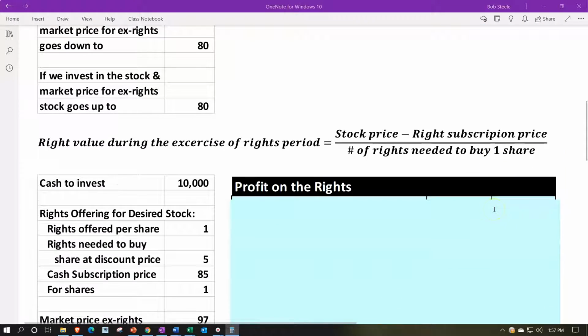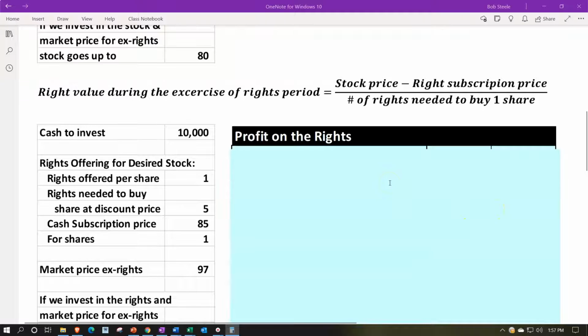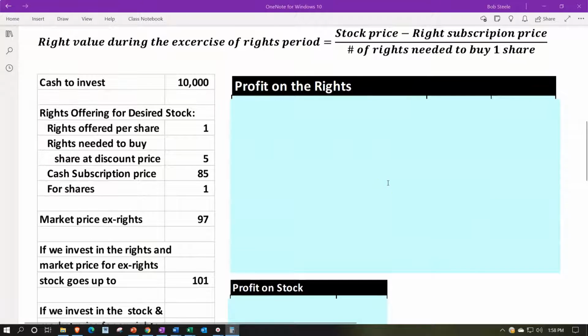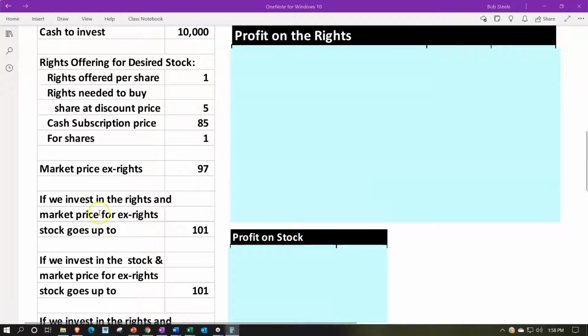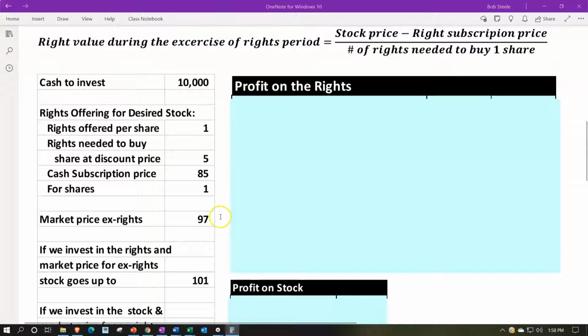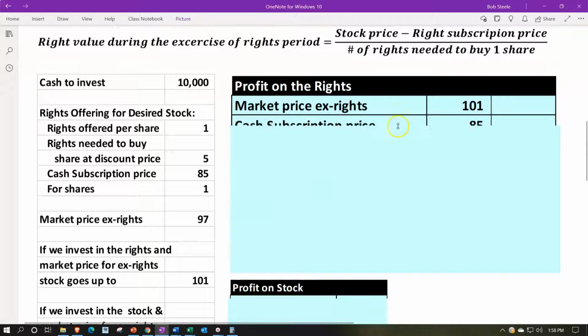So then we're going to go down and say, okay, what would happen in a scenario where we invest in the rights and the market price for the X rights stock goes up to 101? So the price goes up to 101 and we bought the rights. Let's see what would happen. The market price is at 101.